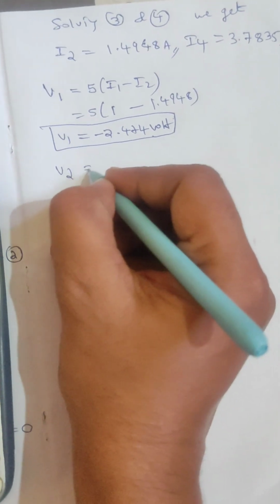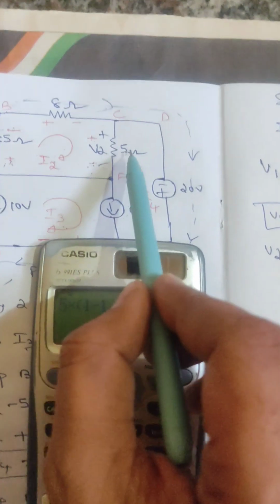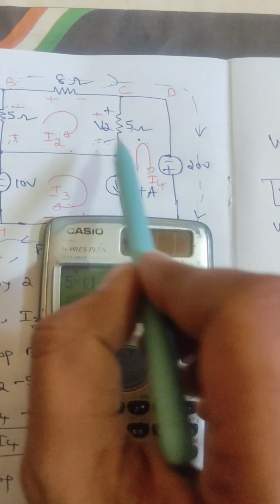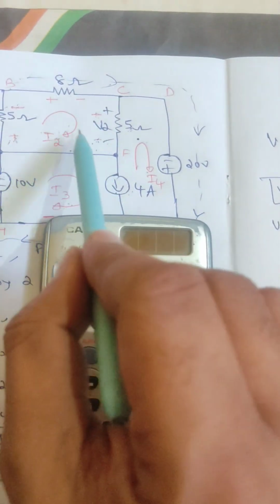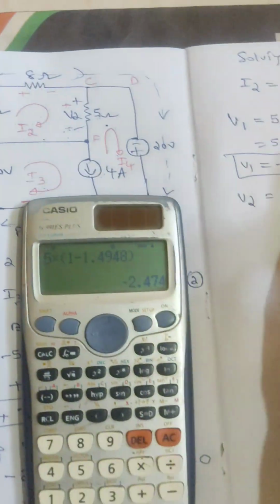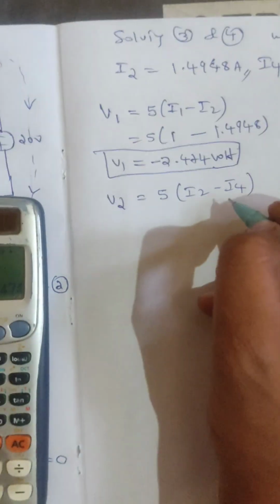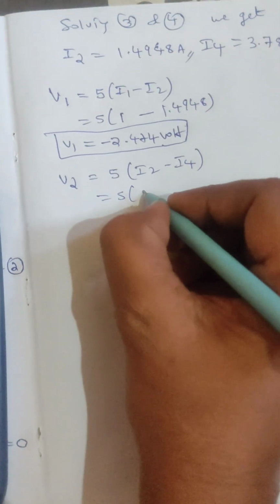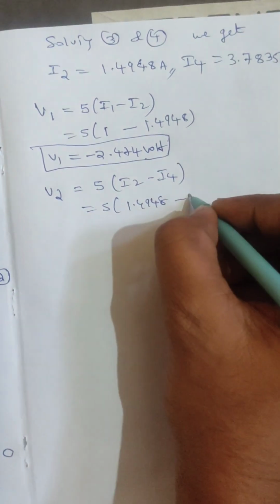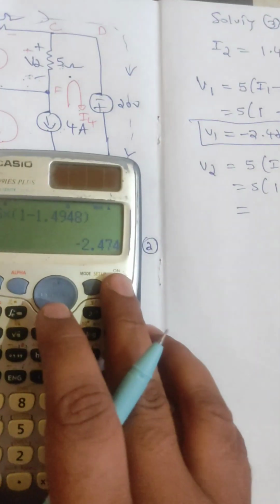This is the value of V1. Then what is the value of V2? Again the voltage across this 5 ohm resistance. In this 5 ohm resistance, we have I2 and I4, where this is the first loop and this is the second loop. These two currents are facing opposite to each other, so you should write I2 minus I4. Enter all the values: I2 is 1.4948 minus I4, which is 3.7835.